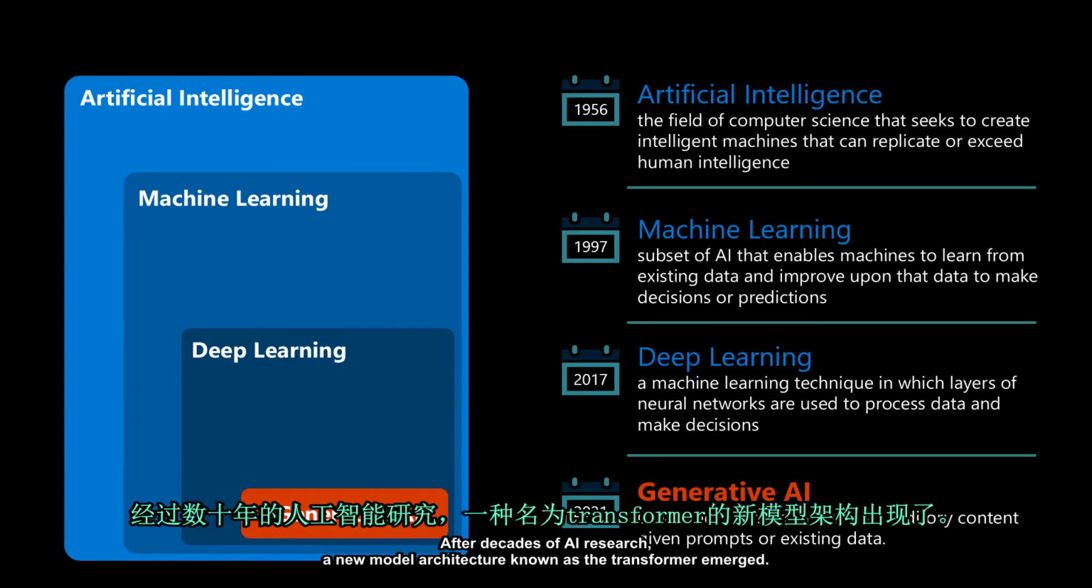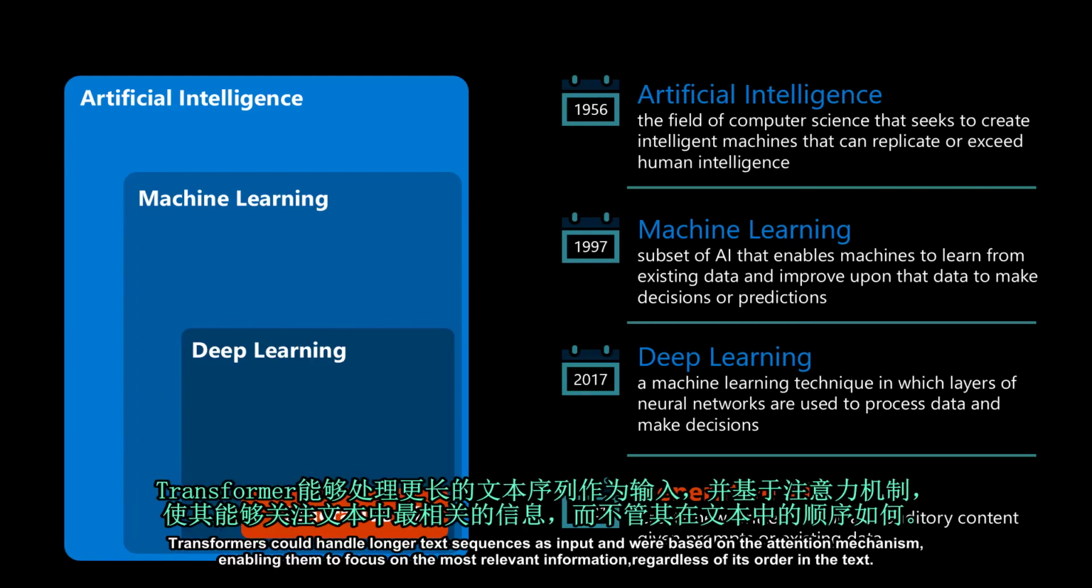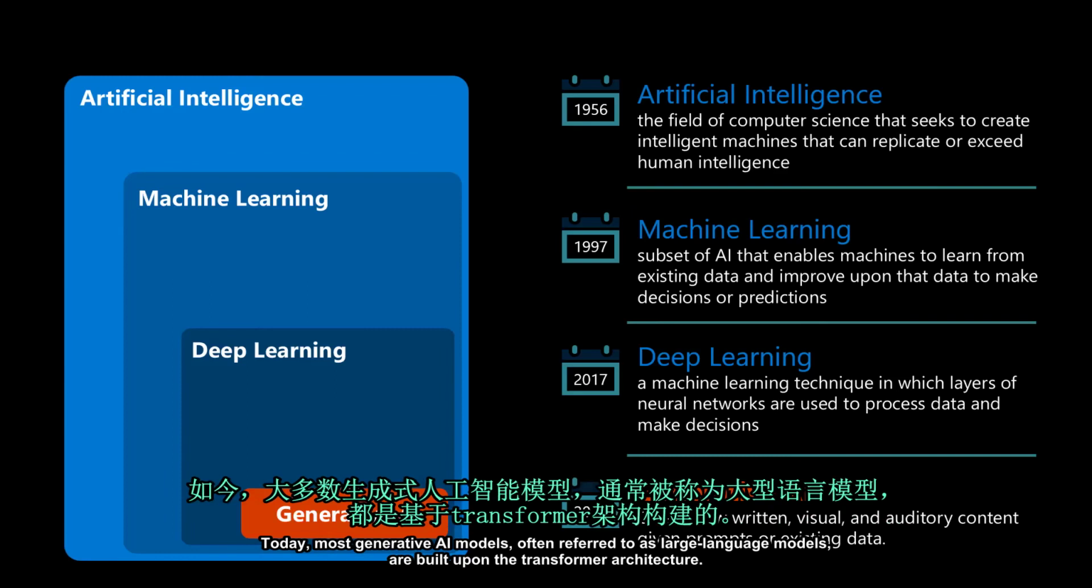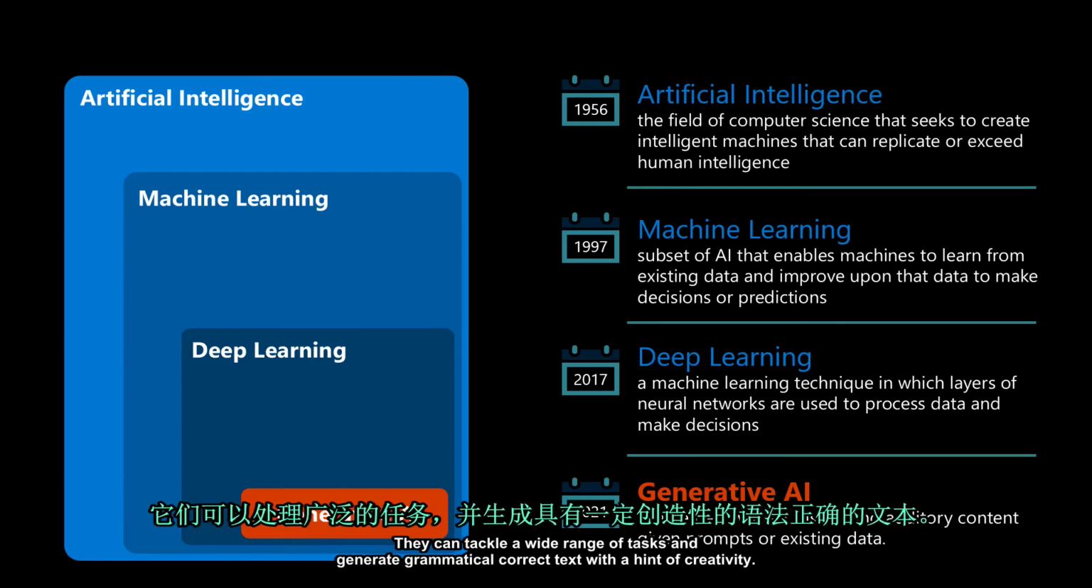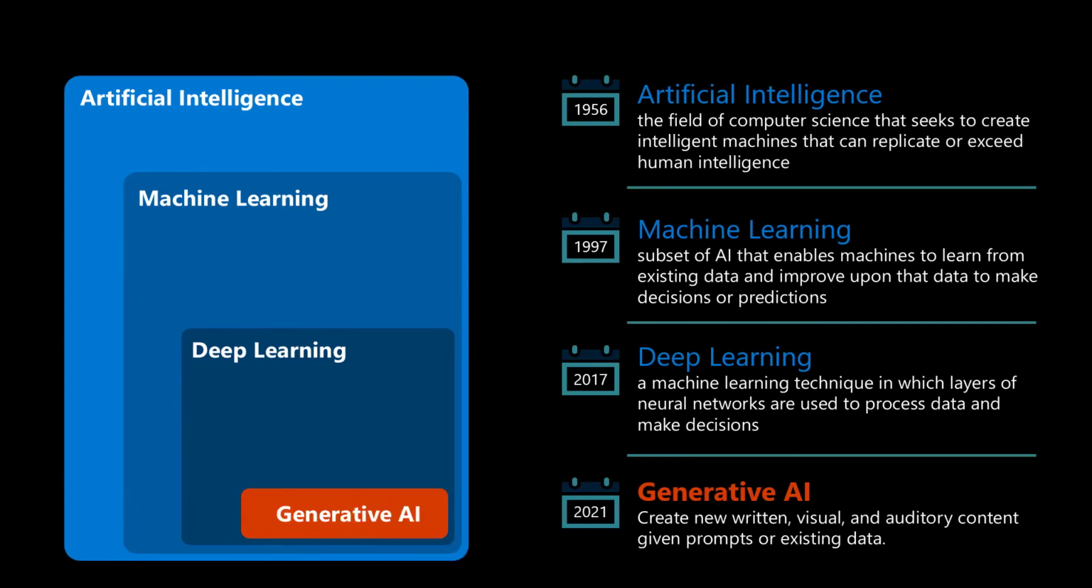After decades of AI research, a new model architecture known as the transformer emerged. Transformers could handle longer text sequences as input and were based on the attention mechanism, enabling them to focus on the most relevant information regardless of its order in the text. Today, most generative AI models, often referred to as large language models, are built upon the transformer architecture. These models, trained on vast amounts of data from sources like books, articles, and websites, possess a unique adaptability. They can tackle a wide range of tasks and generate grammatically correct text with a hint of creativity.